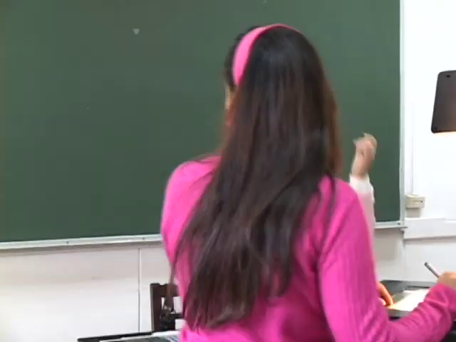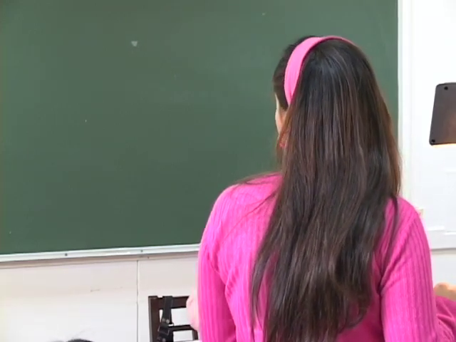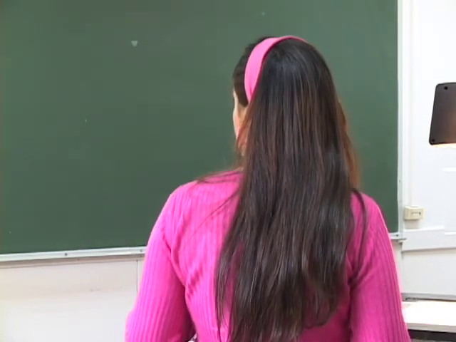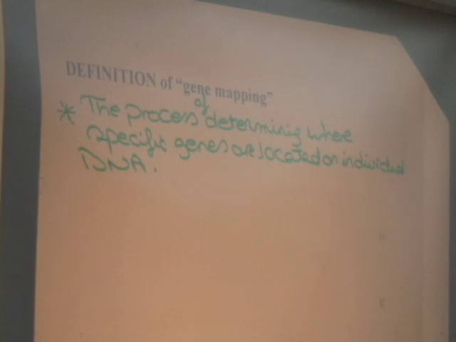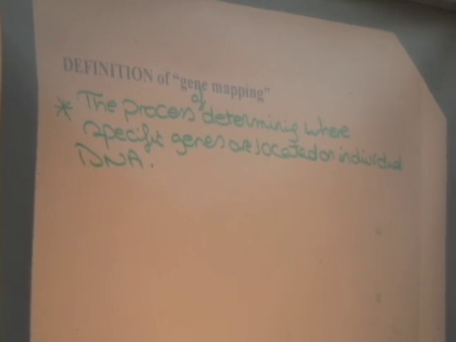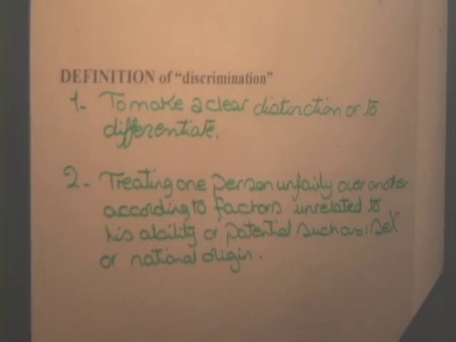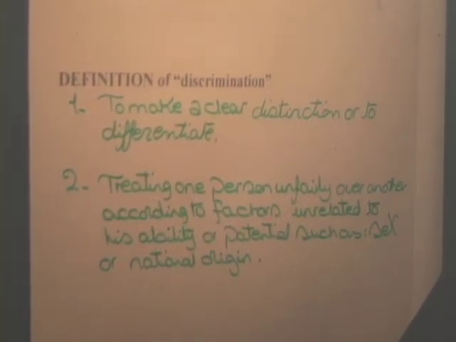The first definition is gene mapping. We have the process of determining where specific genes are located on individual DNA. And the second definition, I can make it more clear. Like a normal map can distinguish between towns and cities, there is a map in the spinal cord which locates where the special genes are. Thank you, Dina. This makes it very clear.